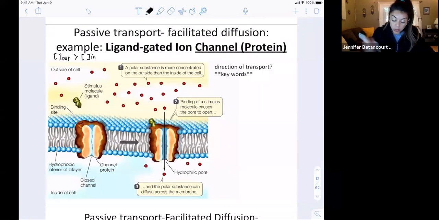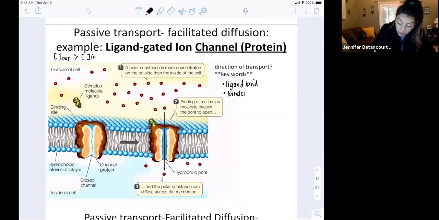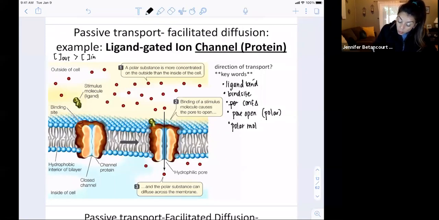Okay, so what are these key terms? When you're describing ligand-gated channel proteins, you're going to talk about the ligand's binding. They bind the binding site. The pore opens. Let's say conformational change is induced. This causes the pore to open. That center of the pore is polar. And now that is what allows polar molecules to enter or to travel through to be transported.